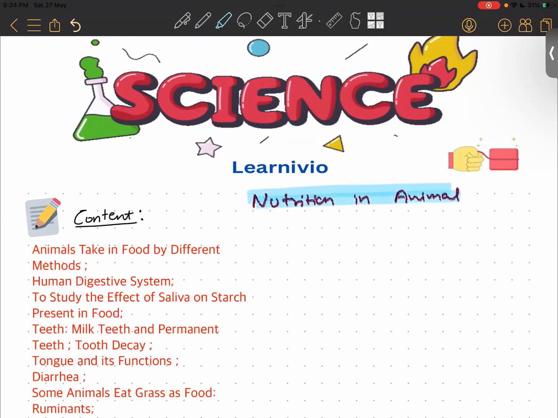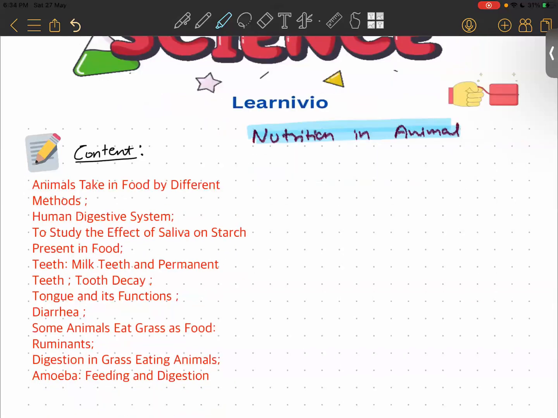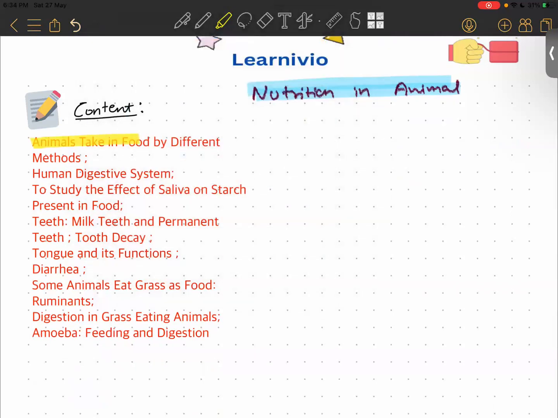In this chapter, the broad headlines which I have taken here, the topics which we are going to discuss in this chapter, are as follows. We will be talking about how animals take in food by different methods. The animal species is so large, and not all organisms have the same method of taking their food. Different organisms have evolved differently, and they take their food from nature in different ways.